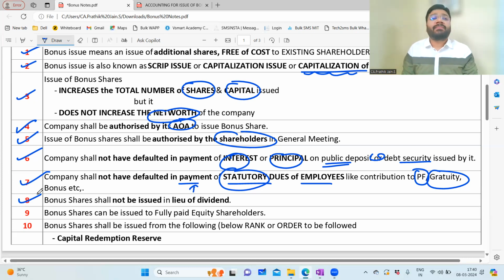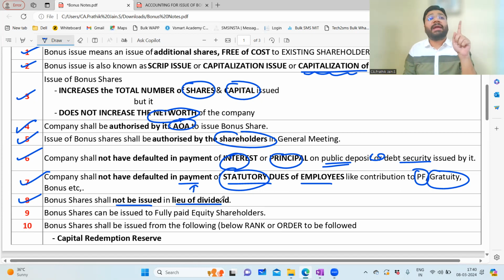Can a company issue bonus shares in lieu of dividend? That is, the dividend is declared, but instead of paying the money, they say that for the same value, I'll give you extra shares. Is that accepted by the Companies Act 2013? The answer is absolutely no. So bonus shares shall not be issued in lieu of dividend.